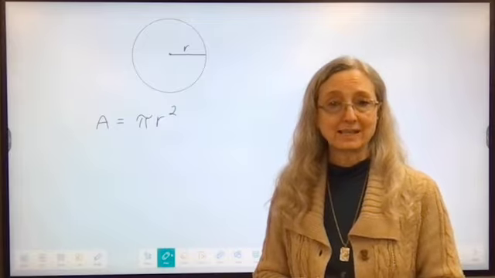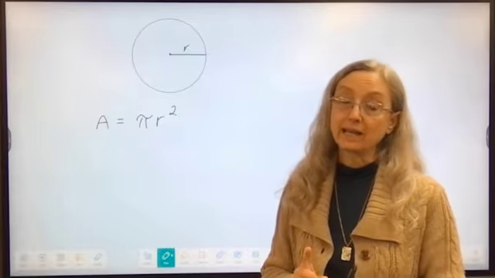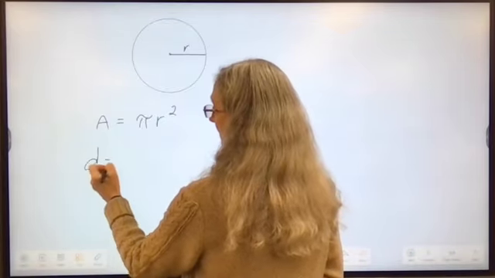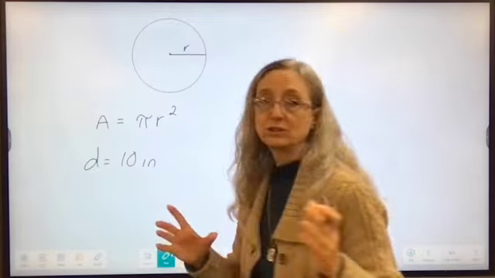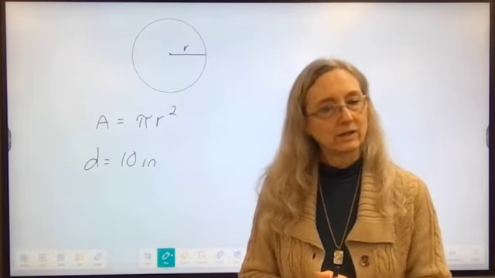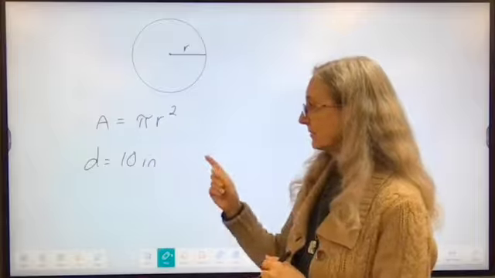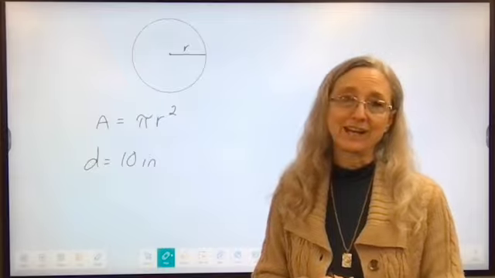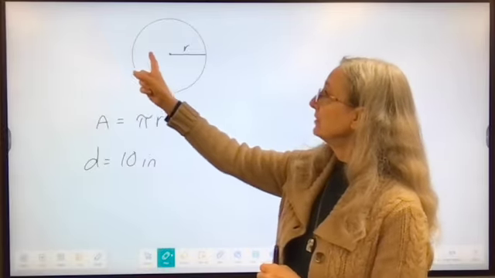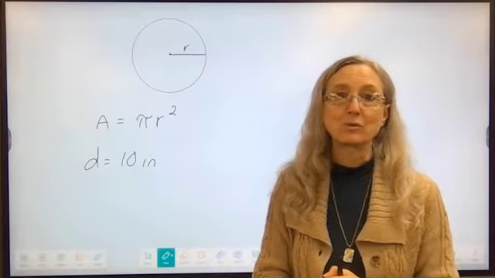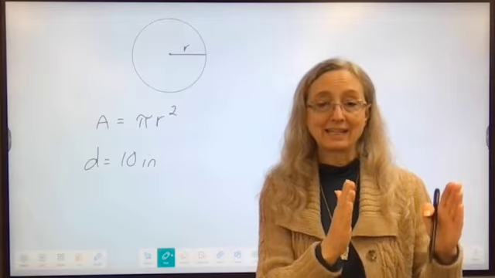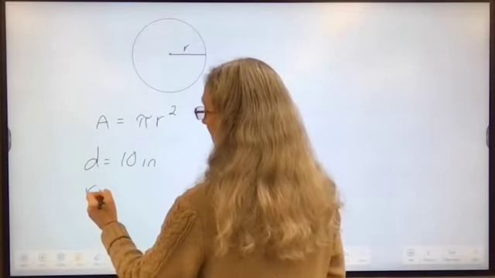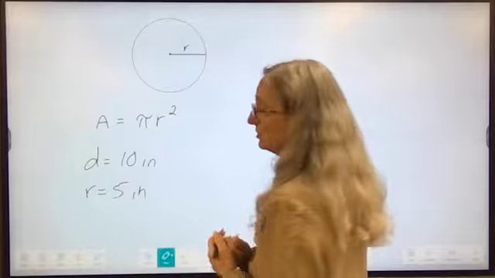So let's start by saying I have a circle whose diameter is 10 inches. So the diameter is 10 inches, so it's a pretty good sized circle. What is the area of this circle? So your first step is to realize I don't want the diameter. In order to find the area, I need the radius. And the diameter is twice the radius. So if I have the diameter, I need to cut that in half to get the radius. So if my diameter is 10 inches, my radius is 5 inches.